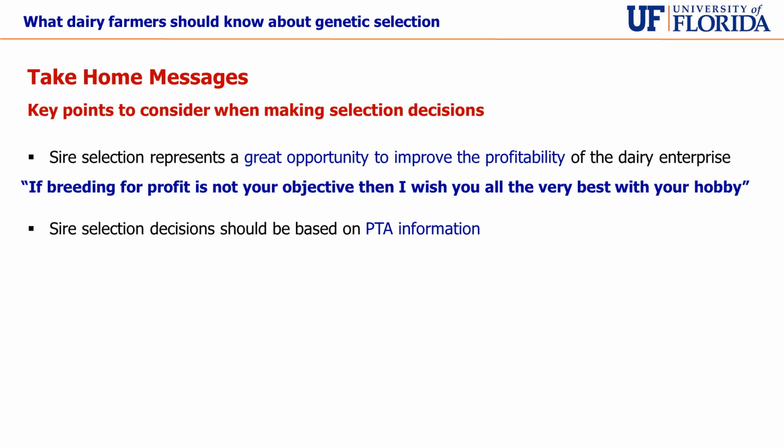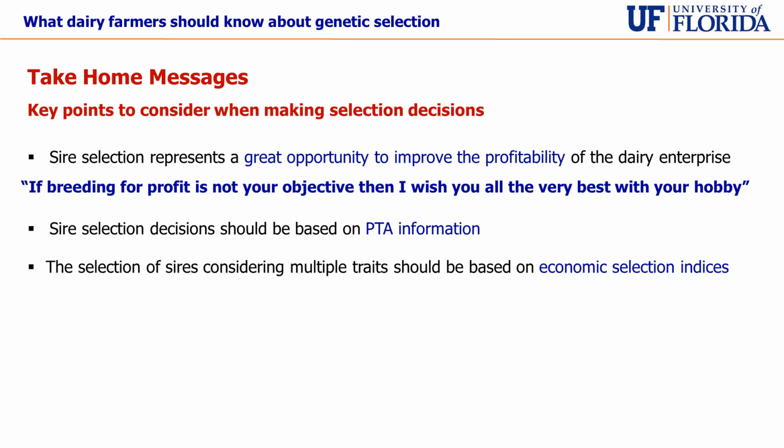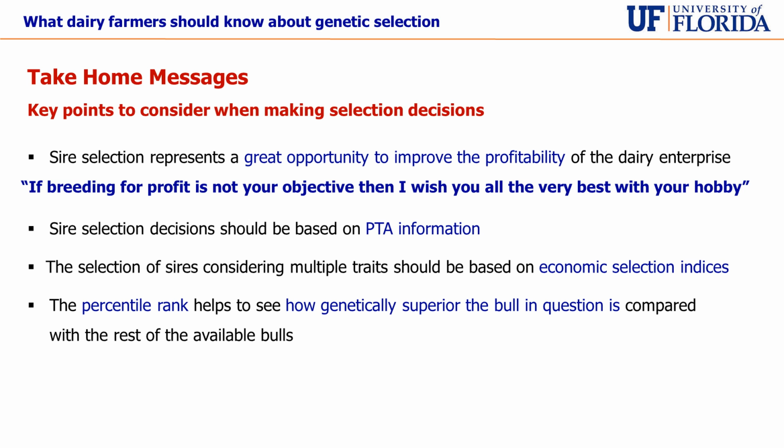Sire selection decisions should be based on PTA information. We select sire for multiple traits, and for that we have to use economic selection indices. I believe that the percentile rank is a wonderful tool that we should use to see how genetically superior the bull in question is compared with the rest of the bulls in the population. Just because we see some positive values in the PTA doesn't mean that the bull is actually good, or as good as we think that he is.